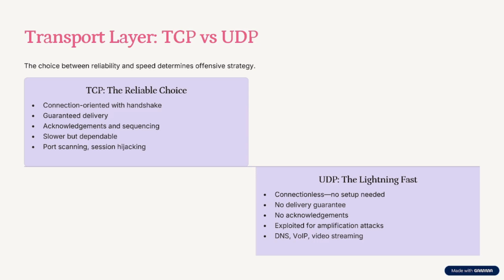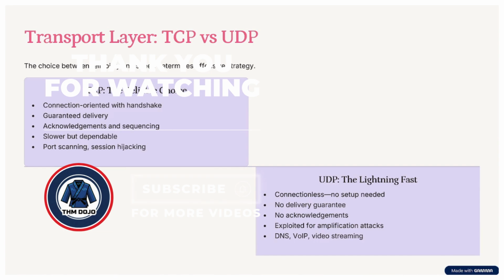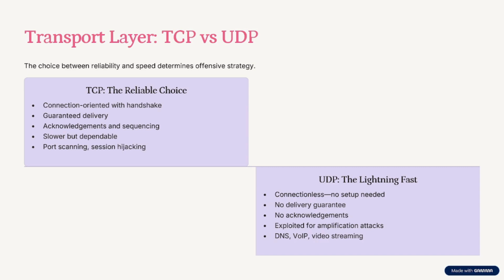The characteristics are guaranteed delivery, acknowledgement-based communication, packet sequencing, and congestion control. Because TCP maintains state, it is susceptible to SYN flood attacks, session hijacking, TCP reset attacks, and advanced port scanning techniques. Understanding TCP state transitions is essential for crafting transport layer exploits.